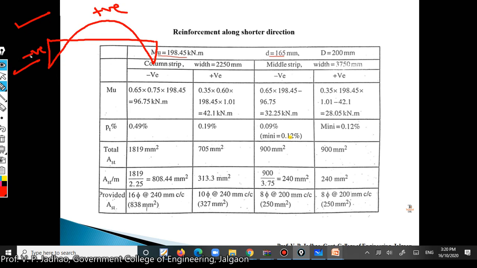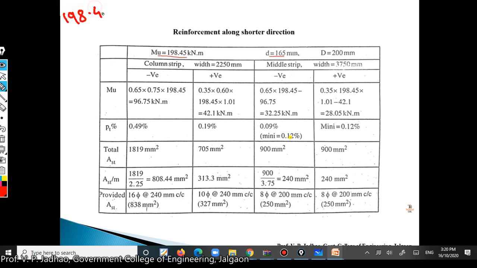So out of this 198.45 kilonewton meter, 65% will be transferred to the negative bending moment. This will be the negative bending moment, and the remaining 35% will be your positive bending moment. So this 65% is your negative, and this 35% is your positive bending moment.